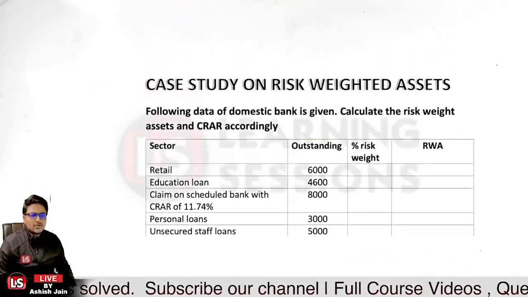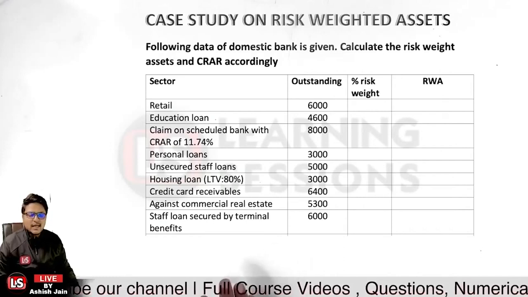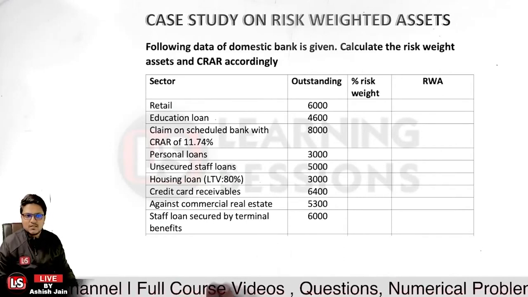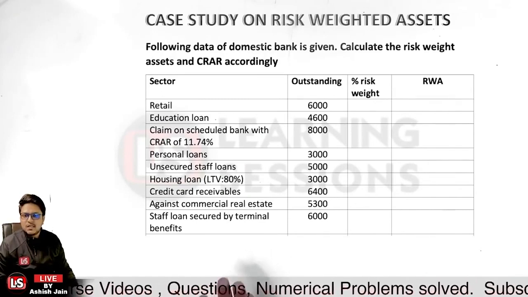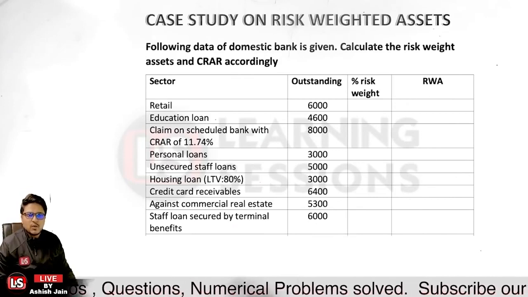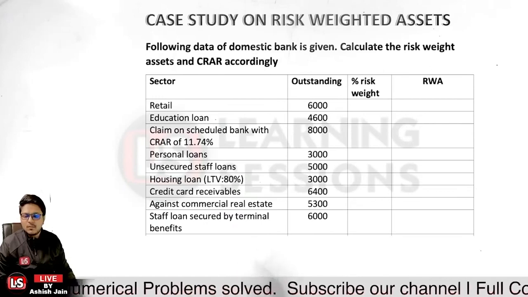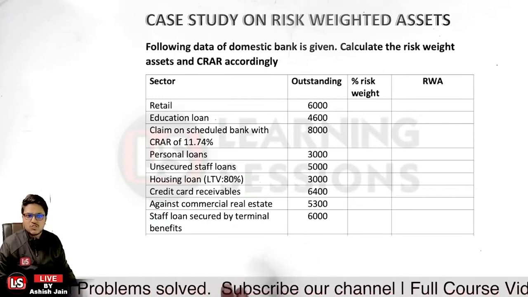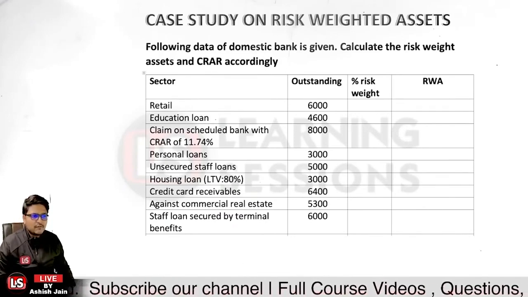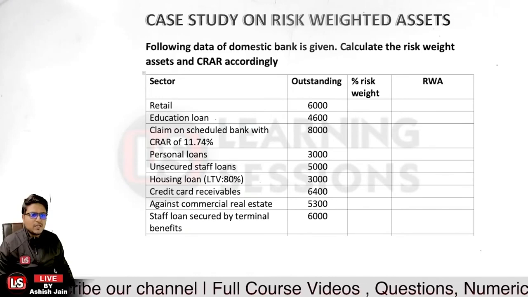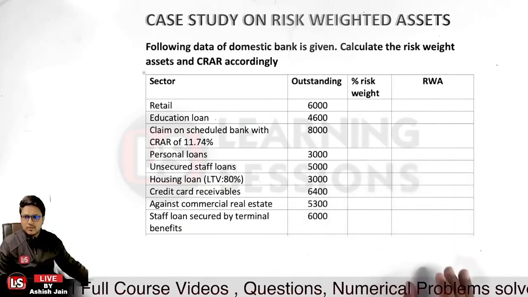Next case study. It is related to the risk-weighted assets, and as per the standardized approach for credit risk, the Reserve Bank of India has provided the percentage risk weightage for different types of loan categories. So according to those particular percentages, we need to solve this question. Over here, we are provided with different risk percentages for different sectors, and as per that we need to mention the percentage risk weightage, and then we will be calculating the RWA.